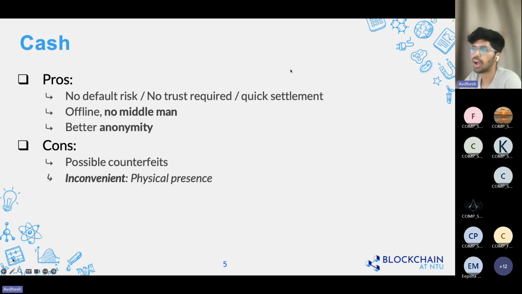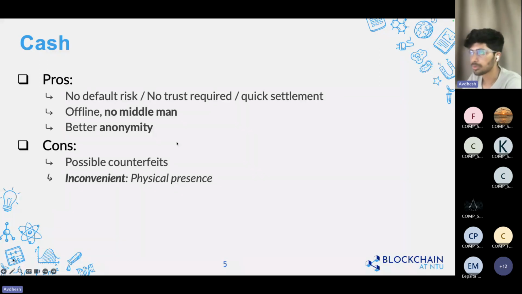And there's quick settlement. If I want anything like Pepsi or Coke in India, I can just pay them and then it's done. Boom. The second thing is it works online or offline, and there's no middleman required. It's just me, my money, and the seller. And the third is better anonymity.